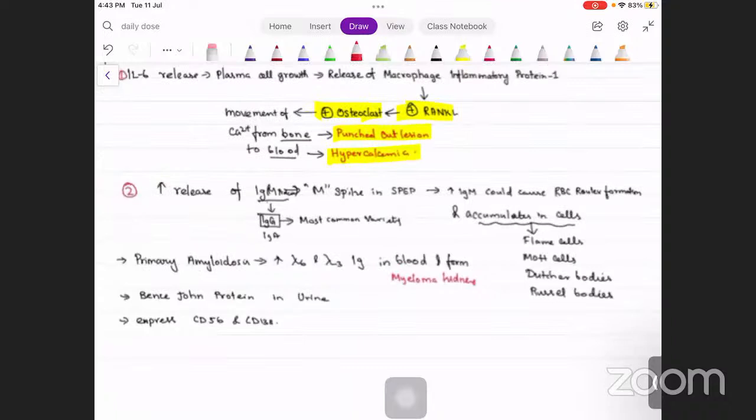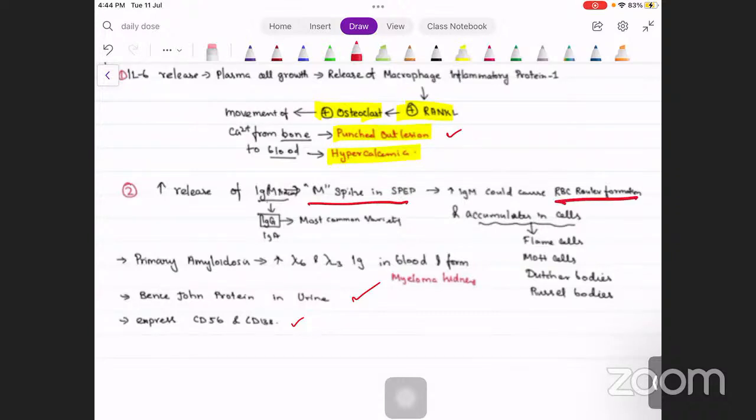One, punched out lesion. Another one, Bence Jones protein in the urine. And what is the CD marker, people? CD marker is CD56 and 138. What is the CD marker? 56 and 138. Then, due to the increase in the release of IgM, you see the M spike in your SPEP. Okay, you see the M spike in the SPEP and rouleaux formation.